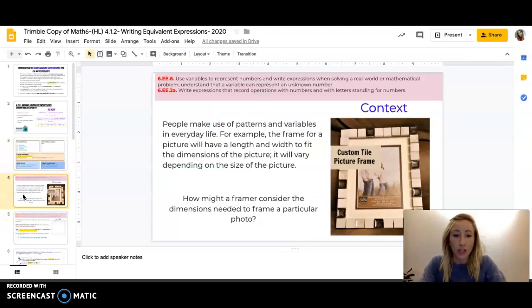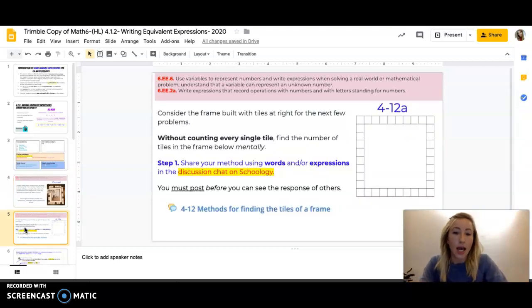And please take a look at the context for this lesson today. It is a custom tile picture frame, where the number of tiles changes as the square that it needs to frame changes. And so your 4 by 12 question drives the whole lesson today, and you're thinking about how you can figure out the total number of tiles in this frame without counting every single tile. Maybe you just need to count one side.